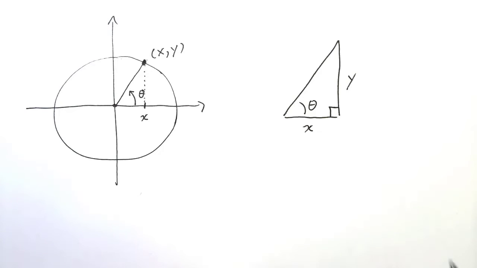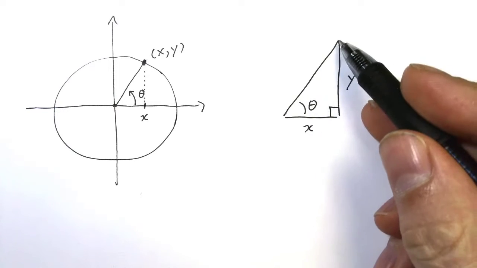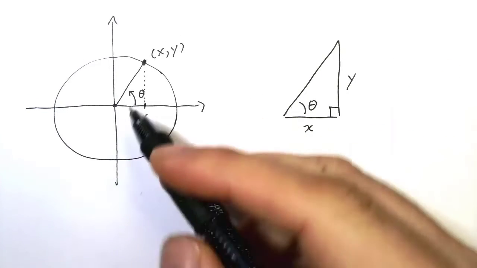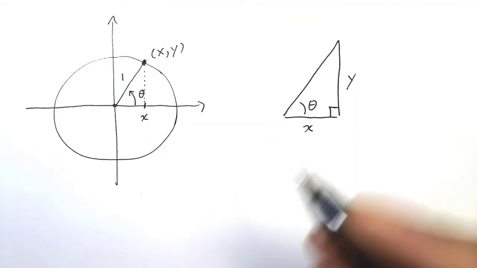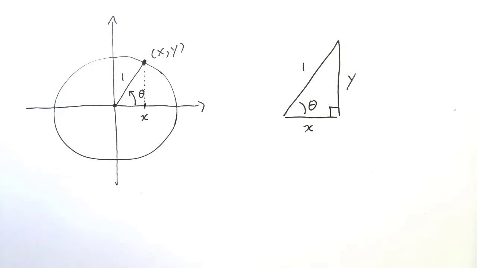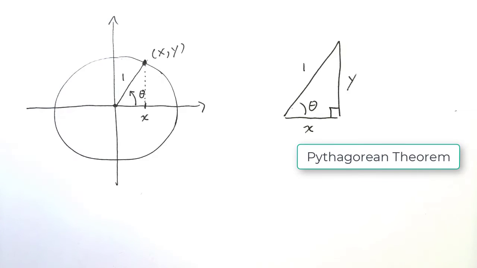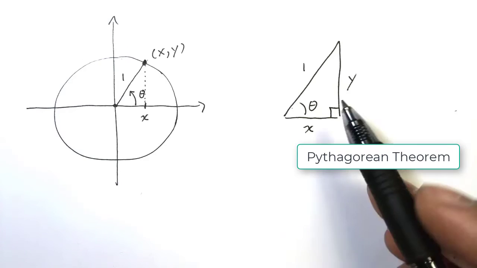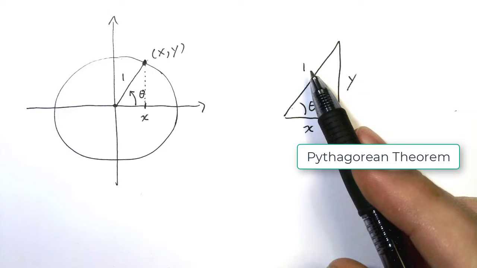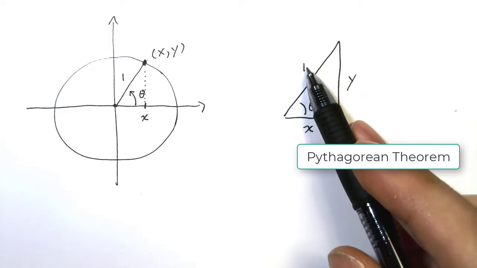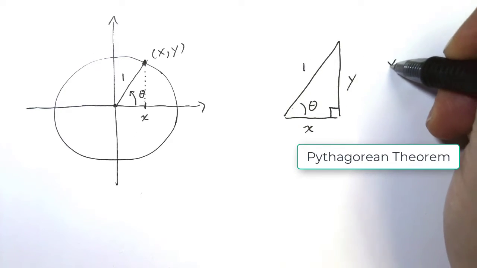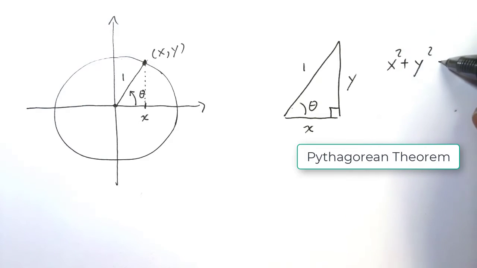Now what is this distance? What's the length of the hypotenuse? Well, we said this was the unit circle, so we know this length is 1. When we have a right triangle, we know a very important theorem from algebra, the Pythagorean theorem. What does the Pythagorean theorem say? x squared plus y squared equals this distance squared, being 1. We just have x squared plus y squared equals 1.